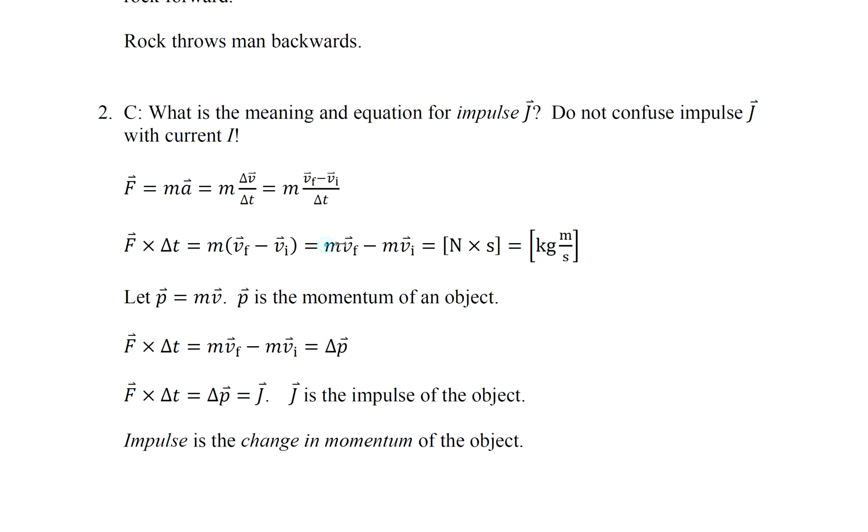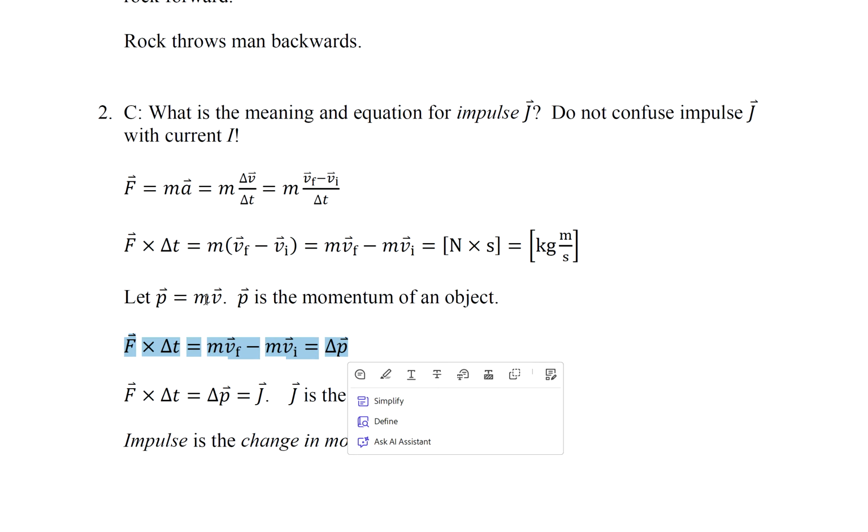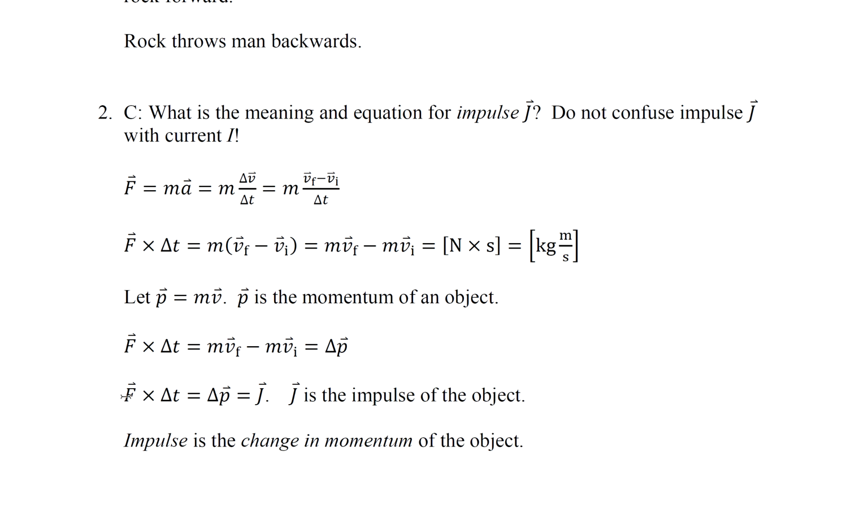This term here, mv, let's just let it equal p. Okay, p equals mv, and p is the momentum of the object. So F delta t equals mv final minus mv initial equals delta p. So F delta t equals delta p, we'll just call this equals J. J is the impulse of the object. Impulse is the change in momentum of the object. So impulse J is equal to delta p, which is equal to F delta t.